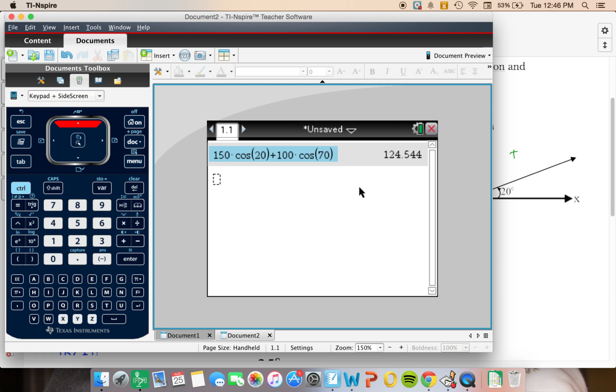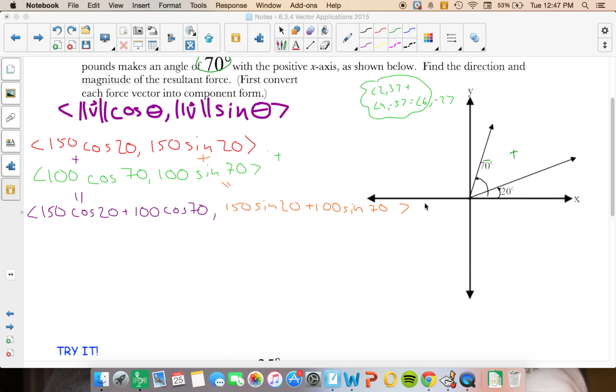You can tab up or arrow up and grab that, and all you have to do is retype these to sines. Or if you don't want to retype them, you can, of course, find them under the trig button here. And that's going to give us the y component. So 124.54 and 214.331, that's our vector.